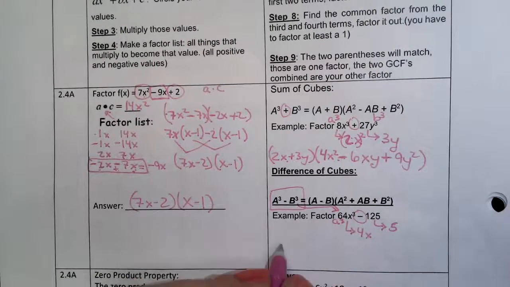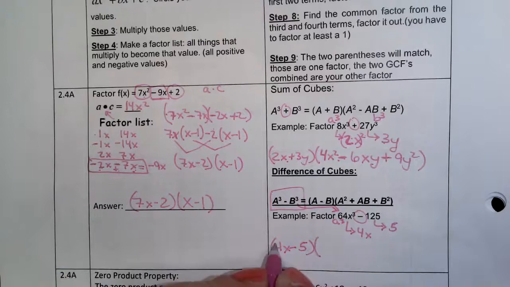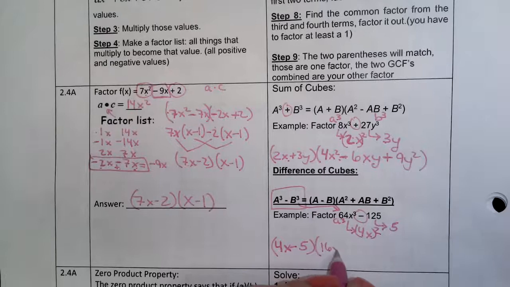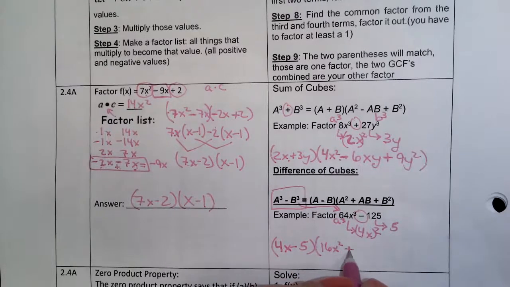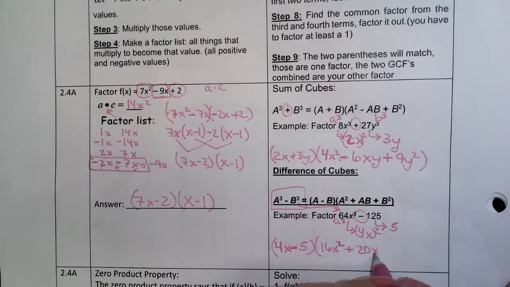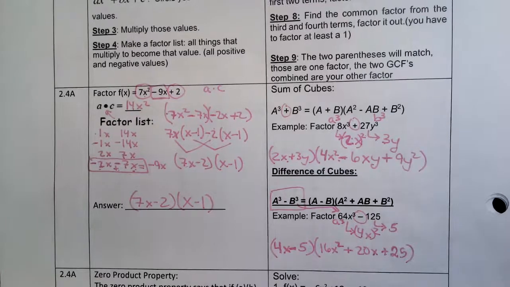So that's going to be 4x minus 5 times 4x squared, which is 16x squared, plus, the sign is always different from this one, a times b, which is 20x, and then plus, the sign's always a plus, 5 squared, which is 25. And we're done with that one.